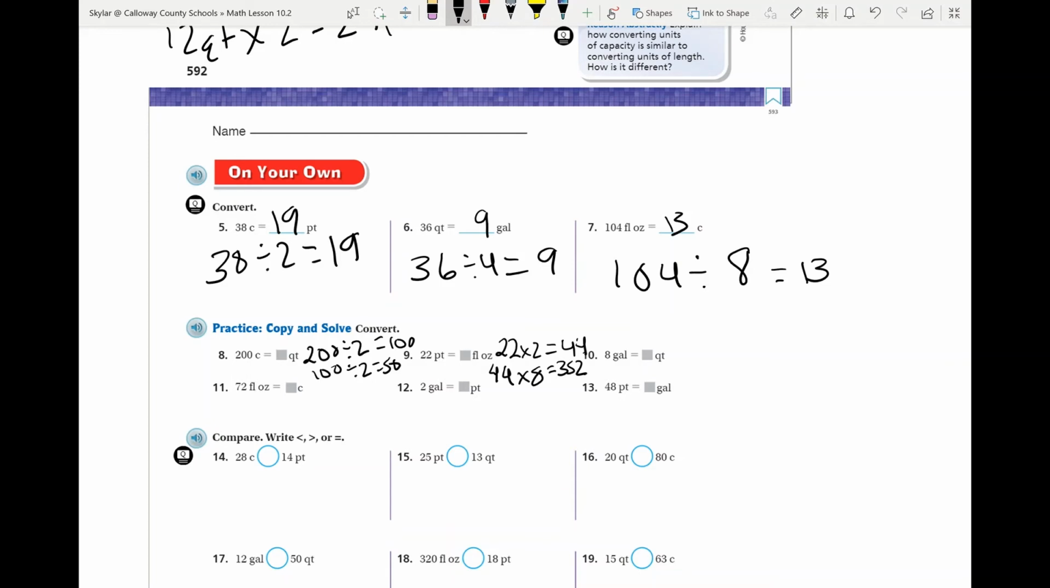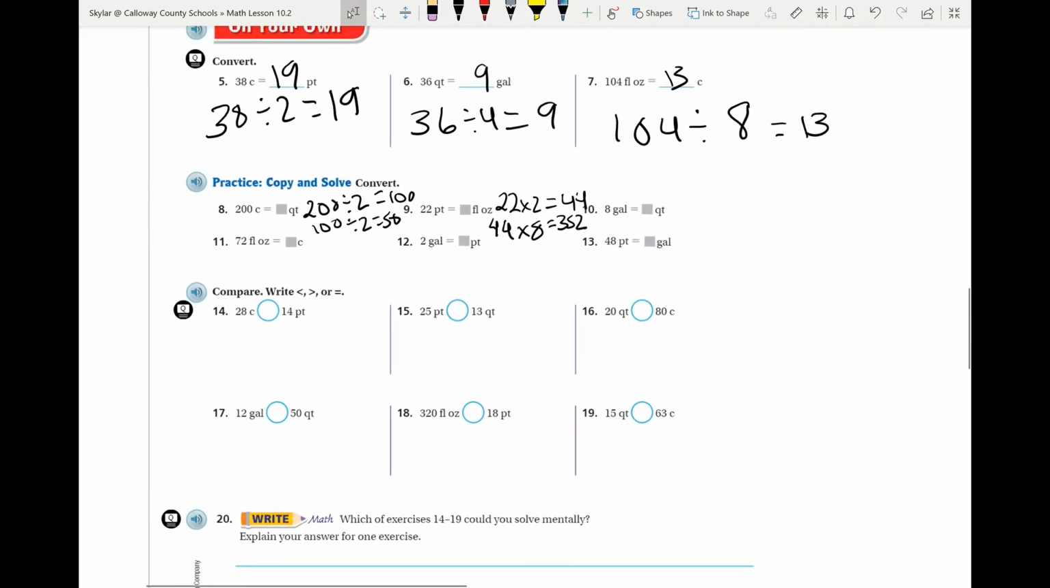So there may be a couple steps. I know you want to just meld them together and do it all at once. I promise it's a lot easier if you just do one step at a time. Take it easy, don't make mistakes. So let's check out numbers 14 and 15.